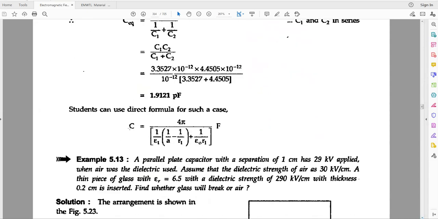And finally, we can substitute C is equal to 4 pi divided by 1 by A minus 1 by B. Okay, it's a direct formula in this case. The C is equal to, you can use this formula to get directly 1.912. It's 4 pi by 1 by epsilon 1 into 1 by A minus 1 by R1 plus 1 by epsilon naught into epsilon r. So it is a little bit confusing, so you can use the above procedure only to find the C, 1.9121 picofarads. Okay, my dear students.